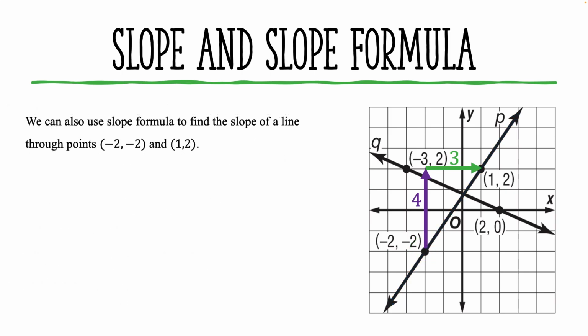We can also use the slope formula to find the slope of a line through those same points. The formula for slope is y2 minus y1 over x2 minus x1. Let me show you how that works.